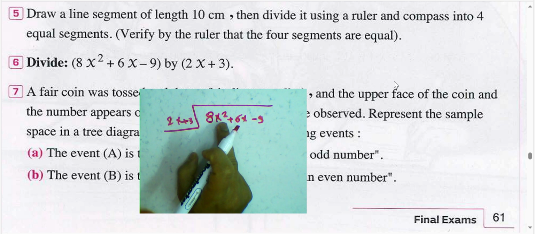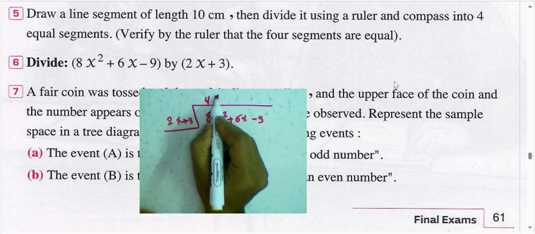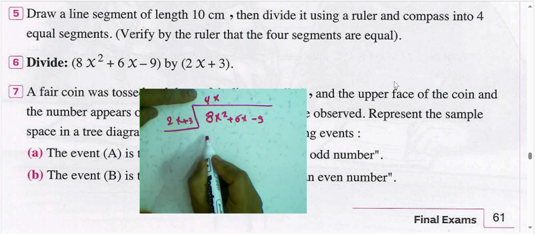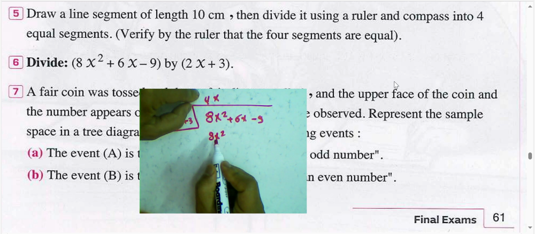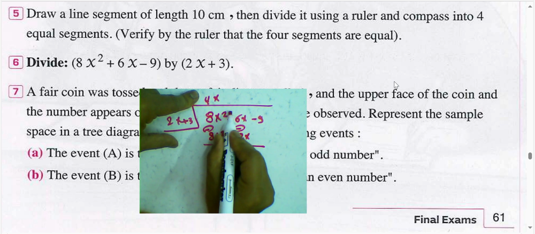First step, 8x power 2 divided by 2x. 8 divided by 2 equals 4, and x power 2 divided by x equals x. Next step, multiply the quotient by the divisor. 4x times 2x equals 8x power 2. 4x times 3 equals 12x, and then find the difference between the two expressions.